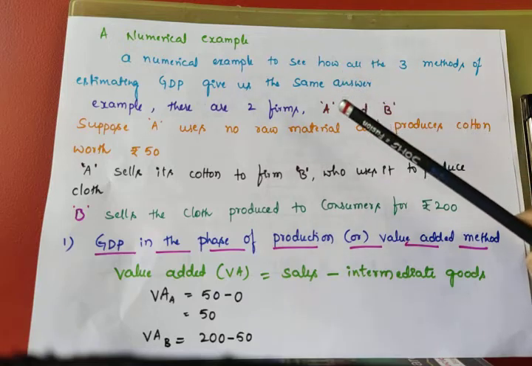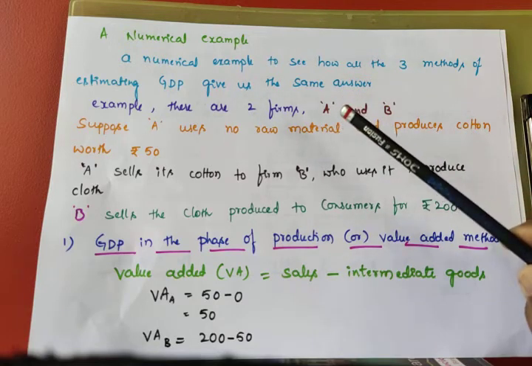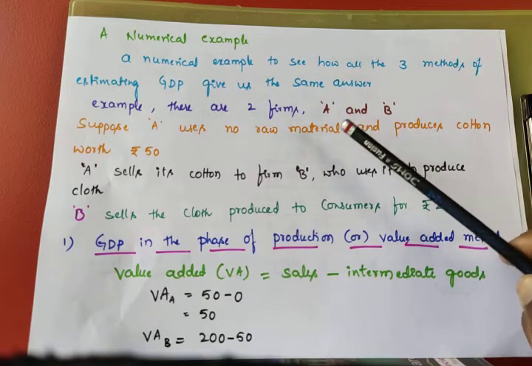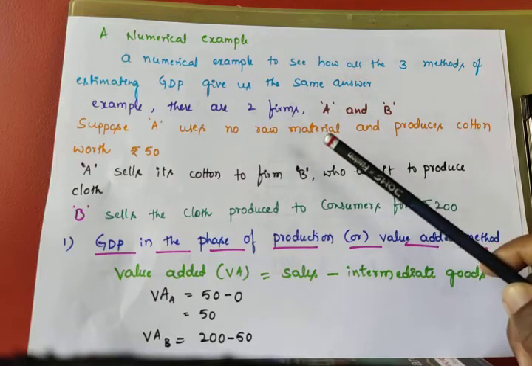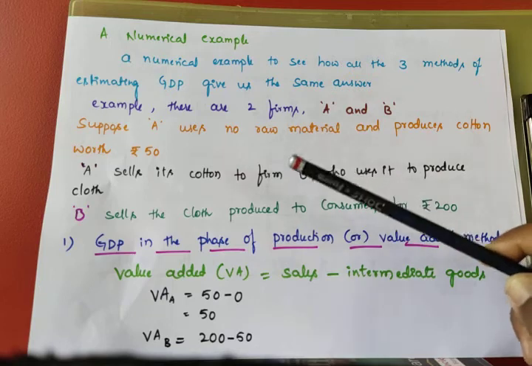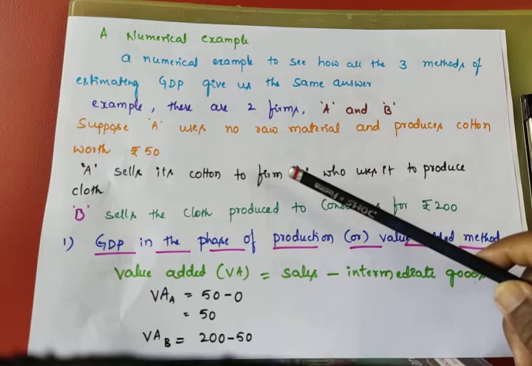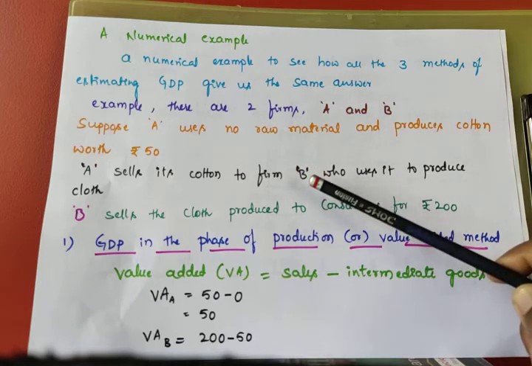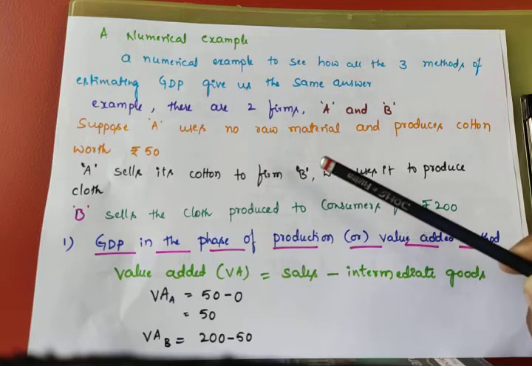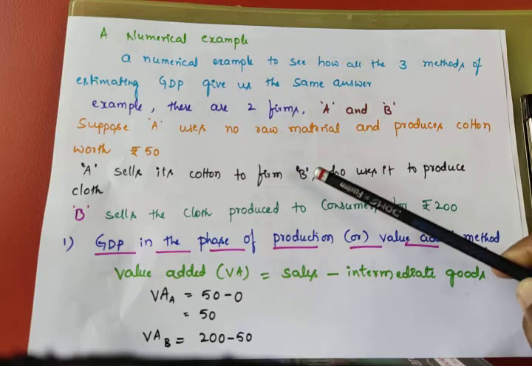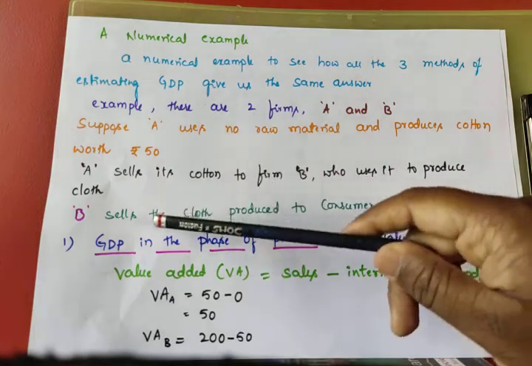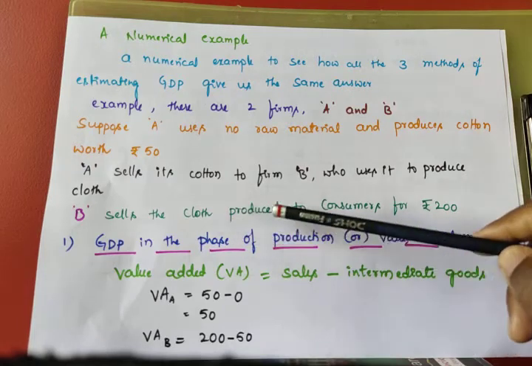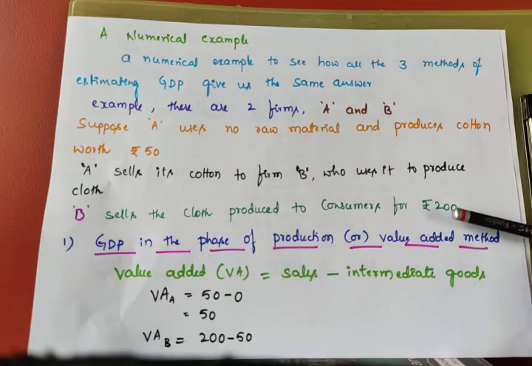Imagine that in the economy there are only two firms, A and B. Firm A produces cotton worth rupees 50 without using any raw materials. After production, firm A sells the cotton to firm B. For what purpose? To produce cloth. Firm B will produce cloth using cotton, and B sells the cloth to consumers for rupees 200.